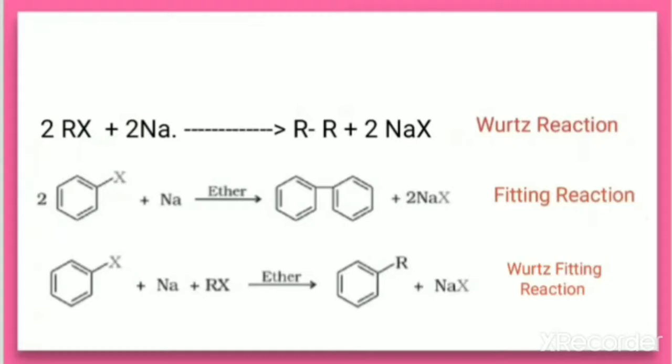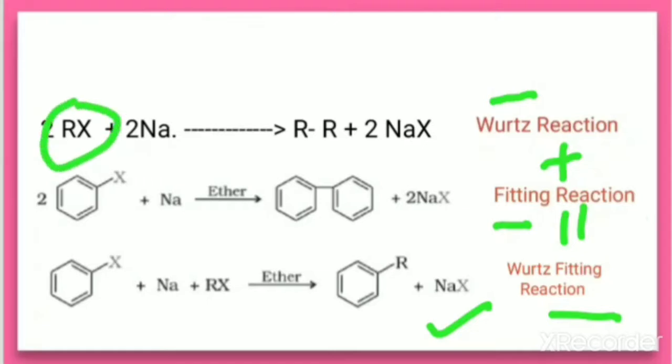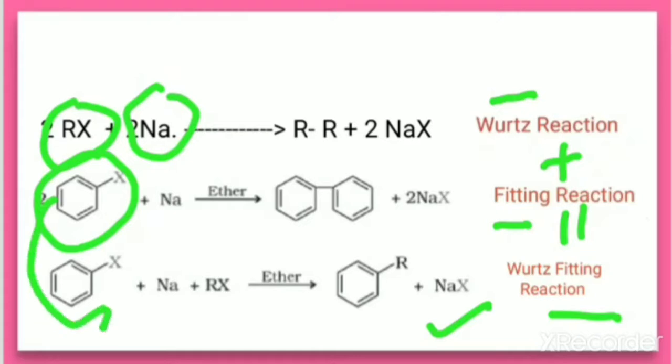So just compare the three equations. You can find that the third equation is the sum of the first and second. The first reaction is Wurtz, the second reaction is Fittig. So the third reaction is the Wurtz-Fittig reaction. That means from the first, Rx, and from the second, this part, that is haloarene plus twice Na. So all together we can say that the reaction is the third reaction. So better you learn these three equations together.